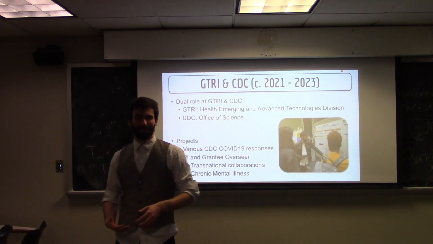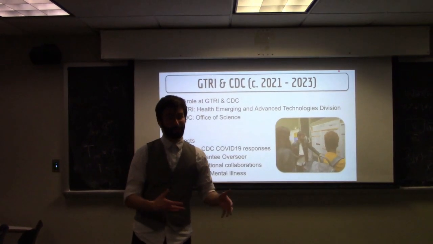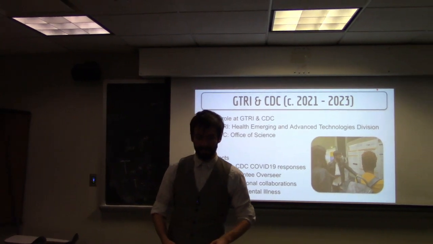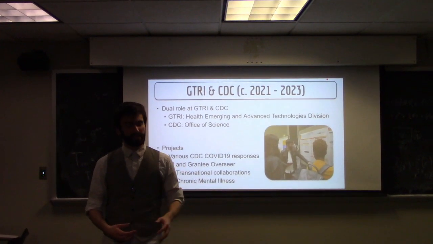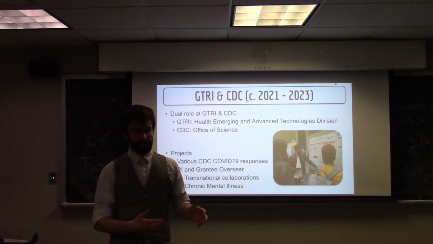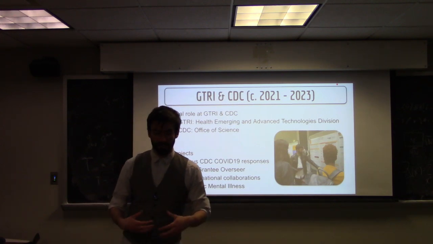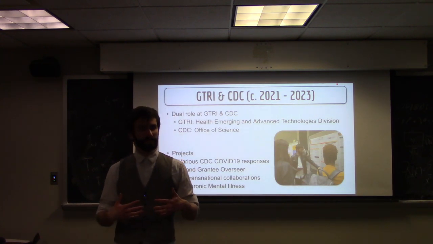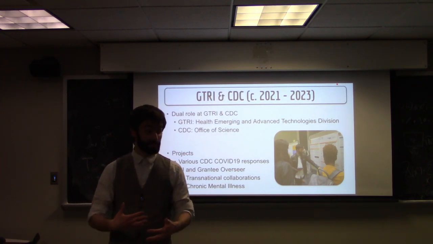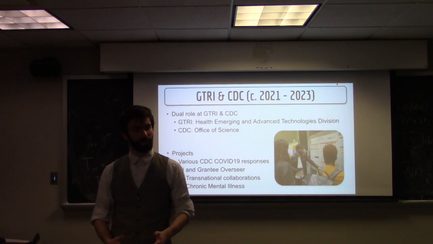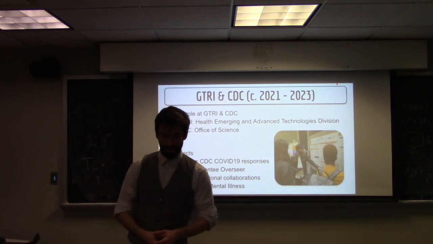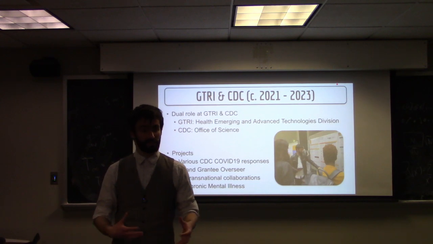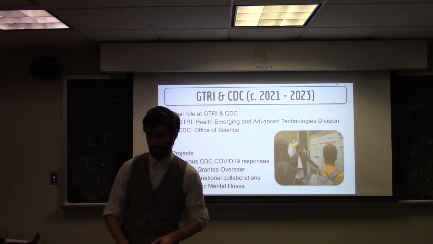Okay. So previously, before coming to Northeastern University, I worked at Georgia Tech Research Institute and the United States Centers for Disease Control, specifically in the years 2021 to 2023. This was a dual role where I was in the GTRI's Health Emerging and Advanced Technologies Division and the CDC's Office of Science. There were several different projects that we worked on, but primarily, as you can tell by those dates, I was engaged with the COVID-19 response across the United States, oftentimes working with the mitigation policy analysis unit and determining what might be the most efficacious policies to implement and explore across the United States during the COVID pandemic. I was also the PI and grant overseer of research in chronic mental illness and health disparities in a transnational collaborative study encompassing around 150 million patients across 4 different countries.